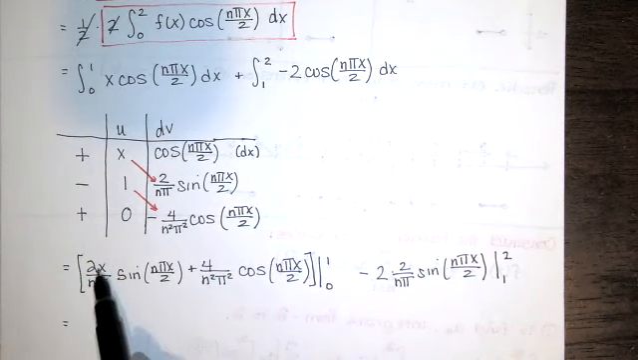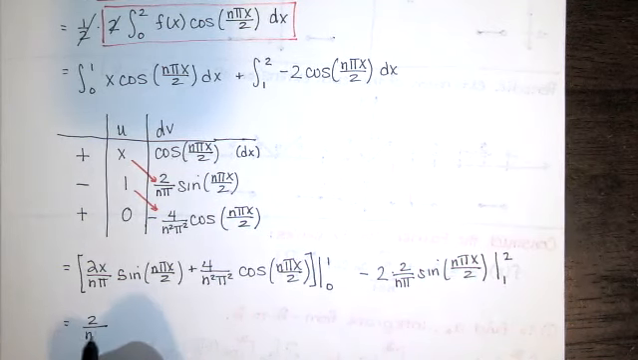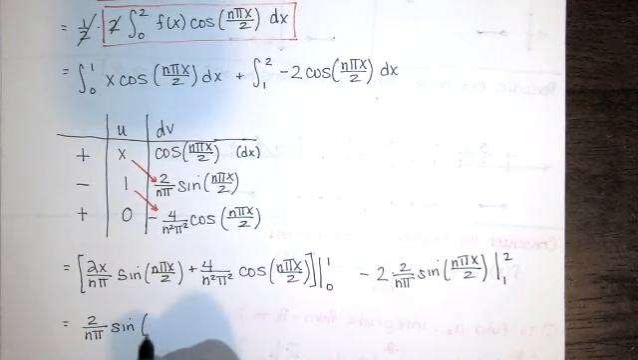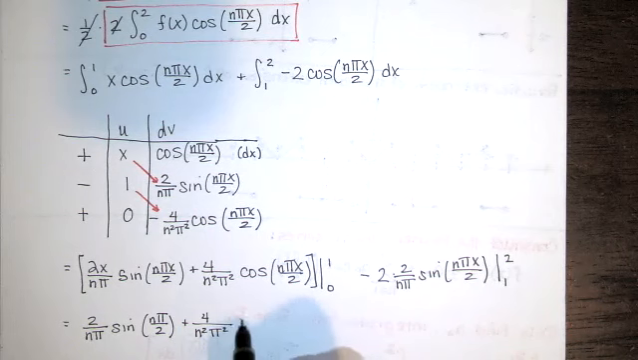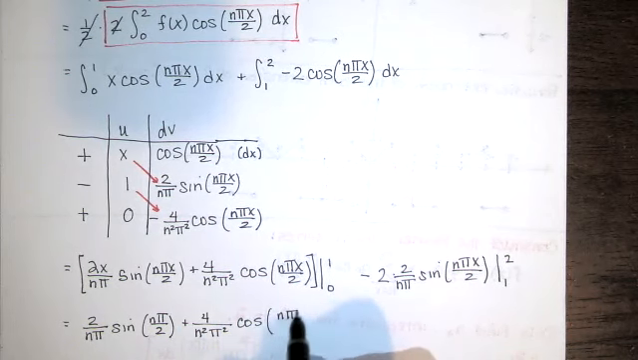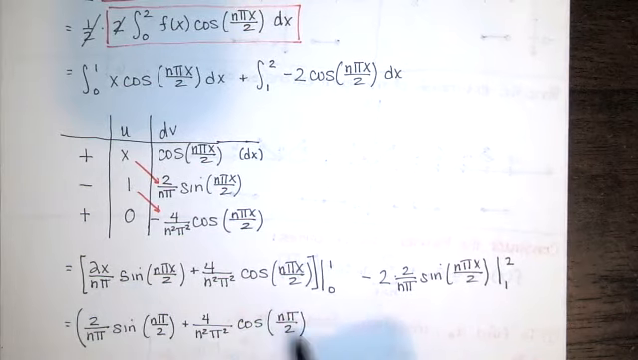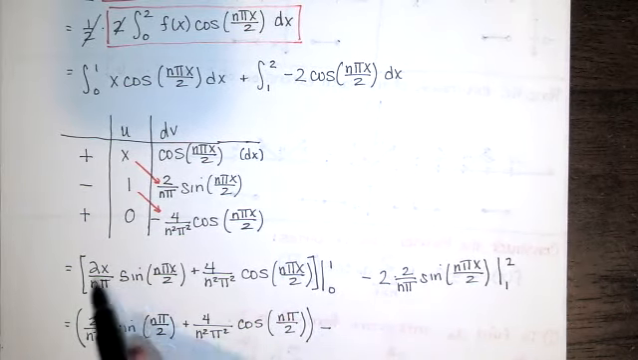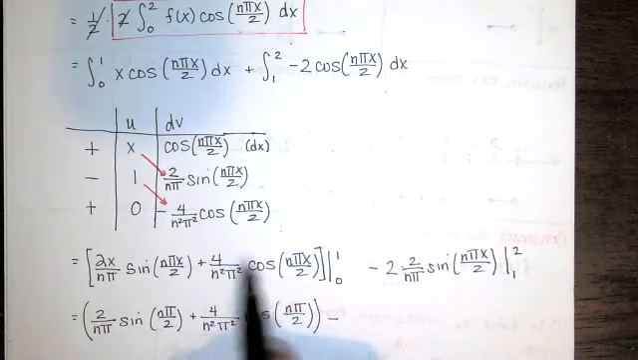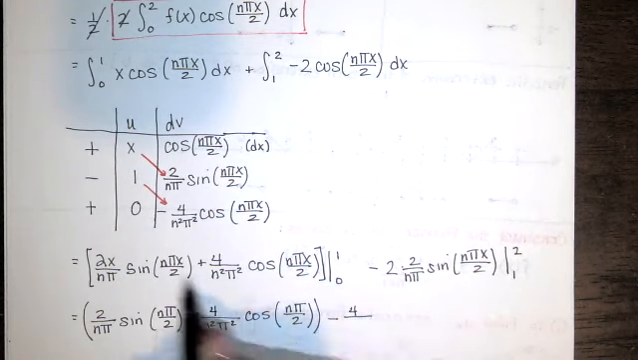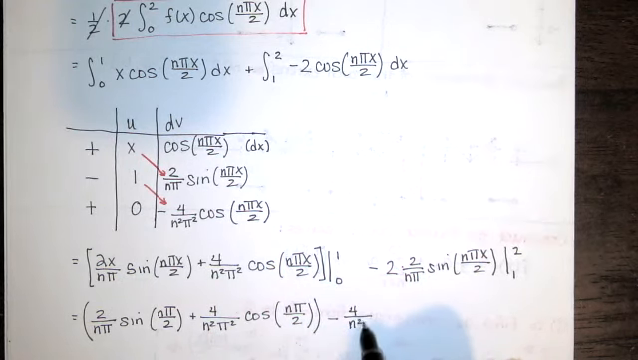Okay, so at x equals 1, we get 2 over n pi times sine of n pi over 2. And then over here, we've got 4 over n squared pi squared times cosine of n pi over 2. That's when we substitute x equals 1. When we substitute x equals 0, we've got 0 times something, which is clearly 0. And then we've got cosine of 0 over here. Cosine of 0 is 1. So we'll just have a 0 plus this times 1. So we're subtracting that expression. So we're subtracting 4 over n squared pi squared.